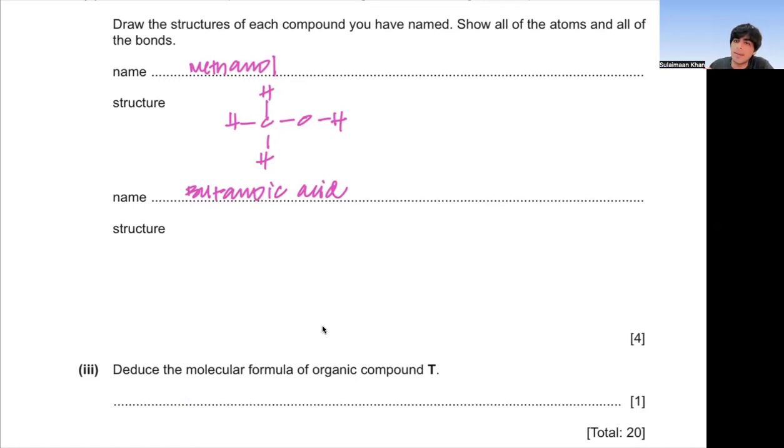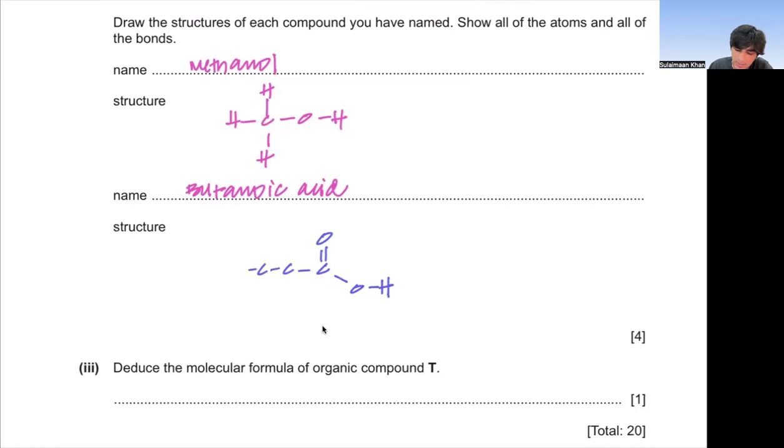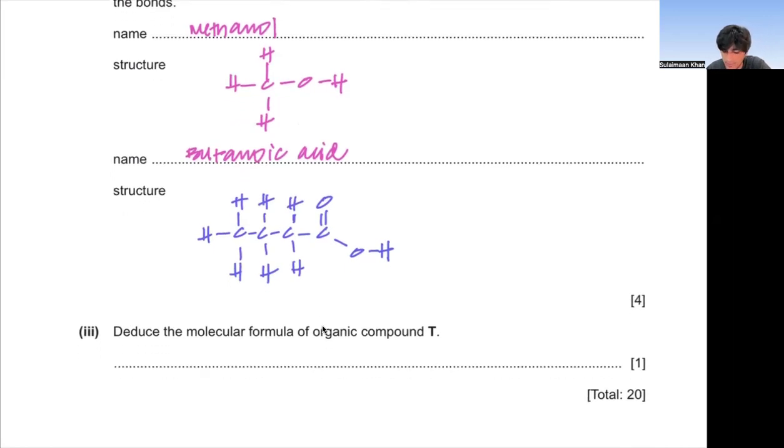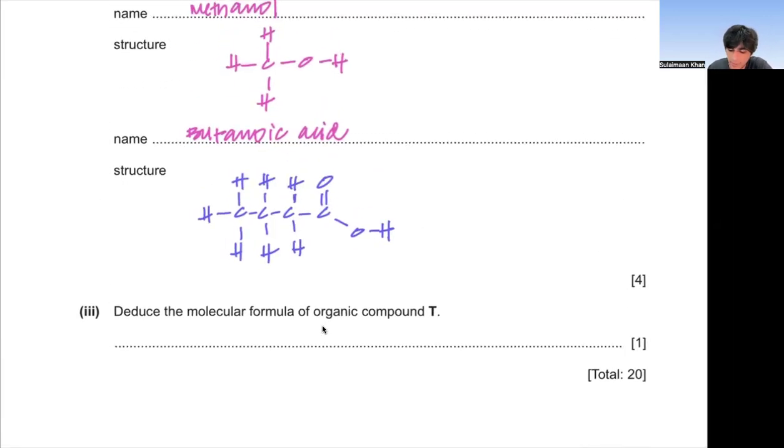Whenever you want to make carboxylic acid, it's very easy to make it. You draw the functional group first, which is C double bonded to OOH right here. And then how many more carbons do you need? Butanoic means 4. So one carbon is here, how many more do we need? One, two, three, and then just complete the hydrogen bonds. So that's it. Deduce the molecular formula of compound T.